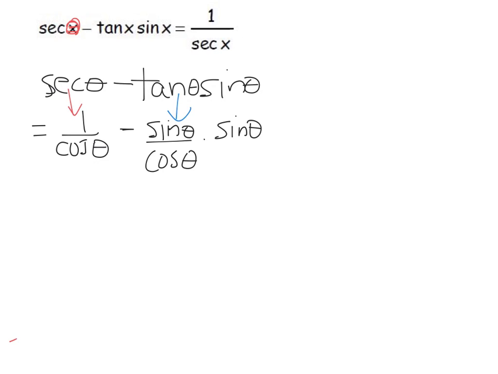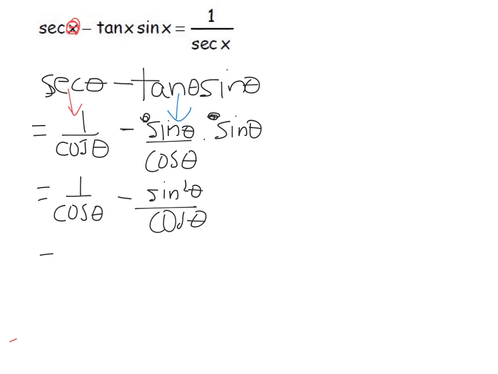And at this point now I've got to do a little bit of algebra. So I've got 1 over cosine theta minus, well, all I do for the second is a sine times a sine will give me a sine squared over cosine theta. And then since I now have two fractions with the same denominator, I can write it as one fraction. So 1 minus sine squared theta over cosine theta.